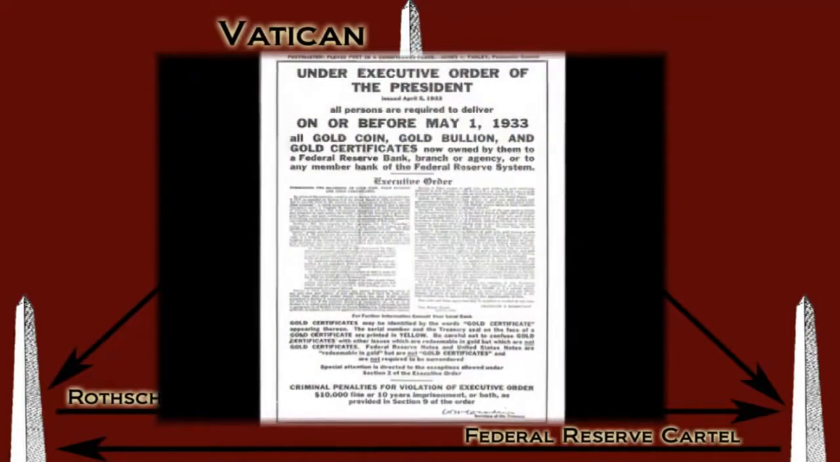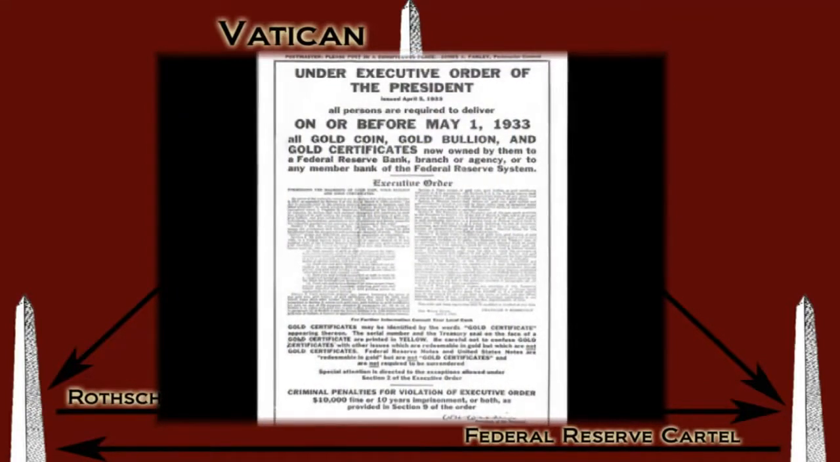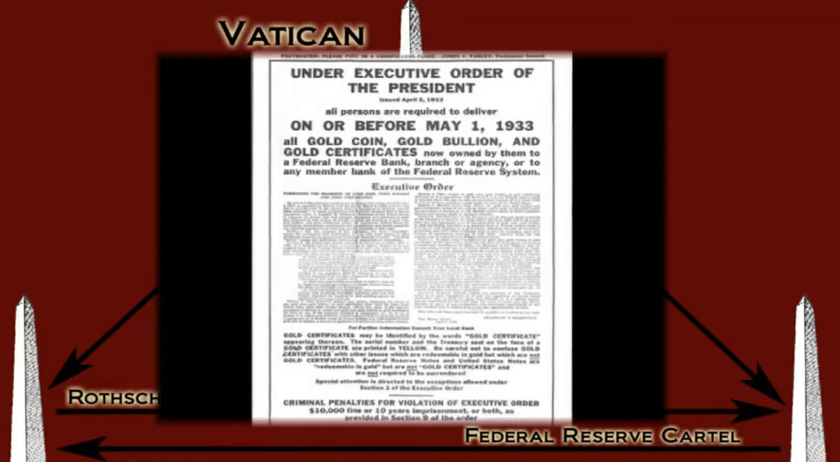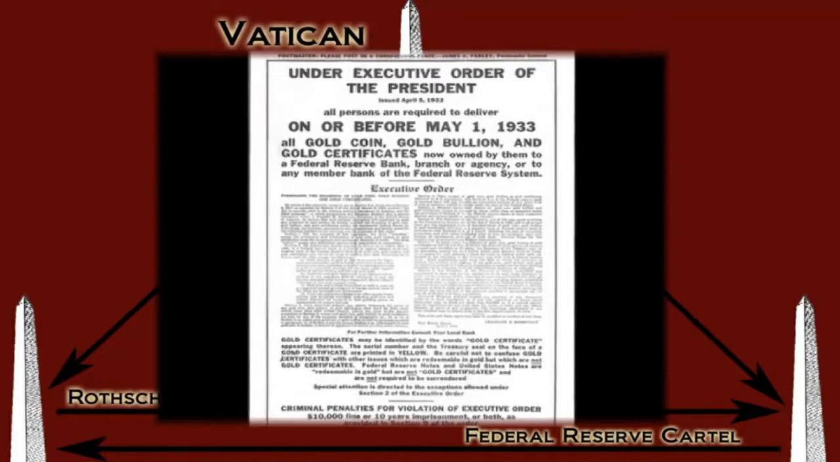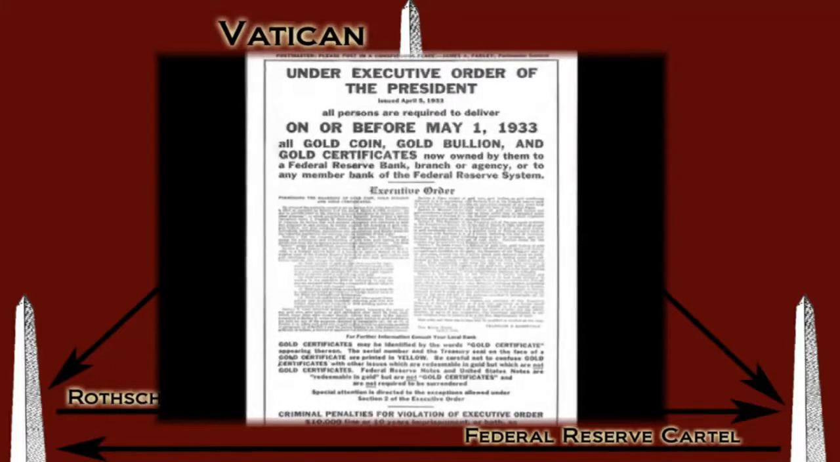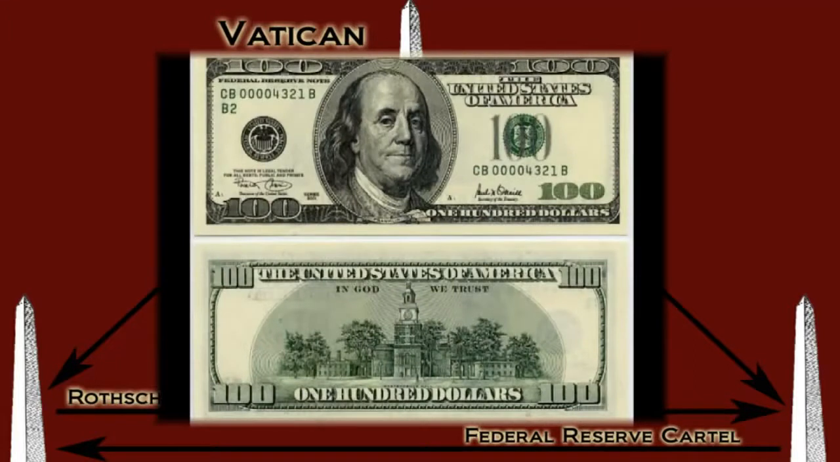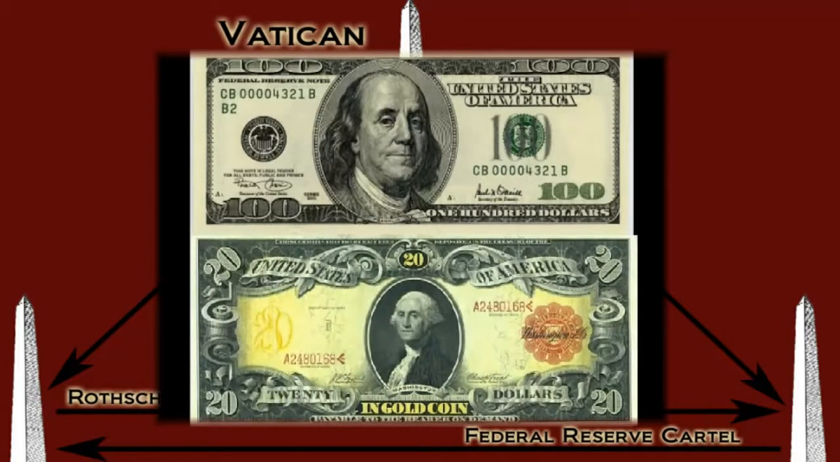Under the threat of imprisonment for 10 years, everyone in the United States had to turn in their gold coins, bullion, and gold certificates. And by the end of 1933, the gold standard was abolished and the people received a Federal Reserve note which is not backed by anything. Before 1933, the dollar stated it was redeemable in gold. After 1933, it is just legal tender.